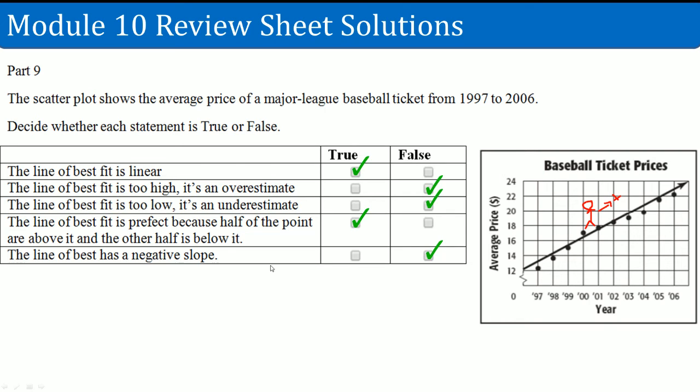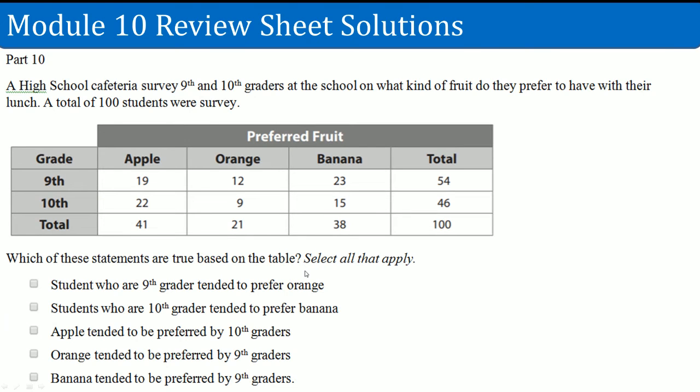Okay. Let's just do the last ones here, okay? We'll just make 2 videos. Okay, part 10. A high school cafeteria surveys 9th graders and 10th graders at a school. What kind of fruit do they prefer to have with their lunch? A total of 100 students were surveyed. Which of the following statements were true based on the table? Select all that apply.